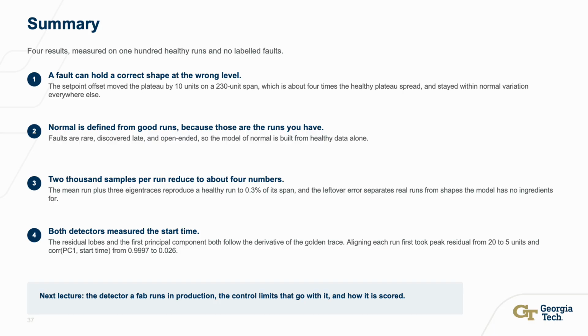Fourth, both detectors measured the start time. Neither was implemented wrongly. They reported a large source of variation in the data, and the largest source was a nuisance parameter. One alignment pass took the peak residual from 20 units to 5, and the correlation between the first component and the start time from 0.997 to 0.06. Next lecture we set a threshold with an actual justification. Instead of picking 20 by hand, we bring in the fault labels for the first time and we find out whether either of these detectors is any good.